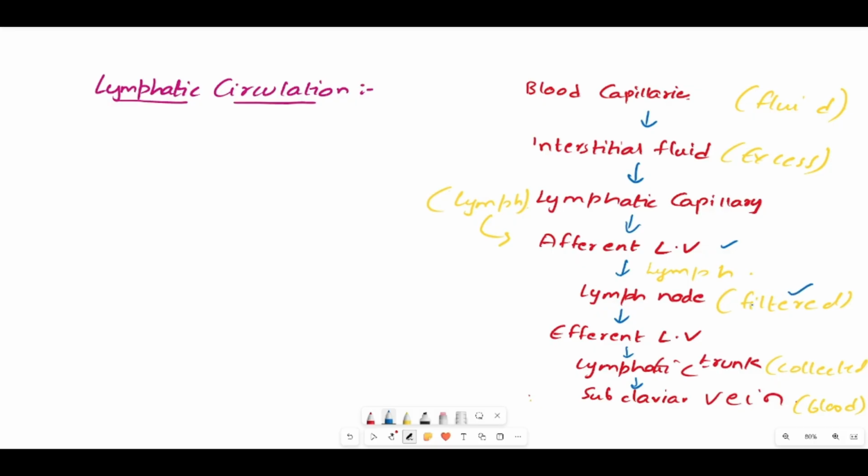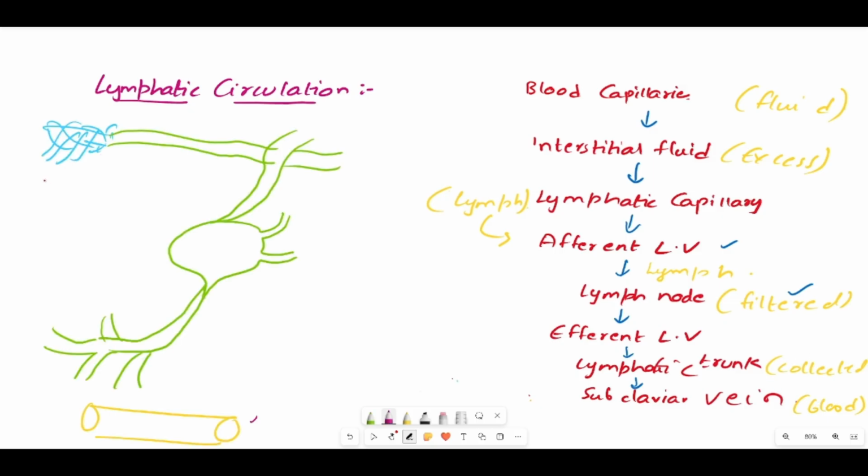That filtered lymph will be entering into the efferent lymphatic vessel. From there, it enters into the lymphatic trunk. Here, the lymph will be getting collected and finally enters into the subclavian vein, lymph returning back into the blood. So this part we'll be calling the blood capillaries. From here it enters into the interstitial fluid.